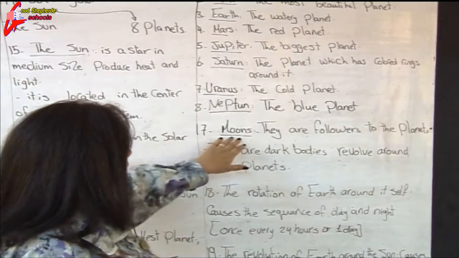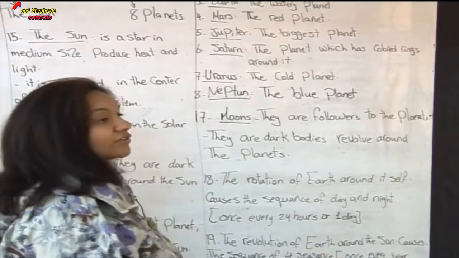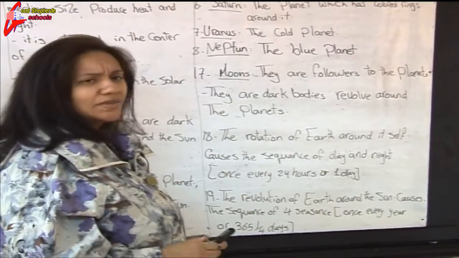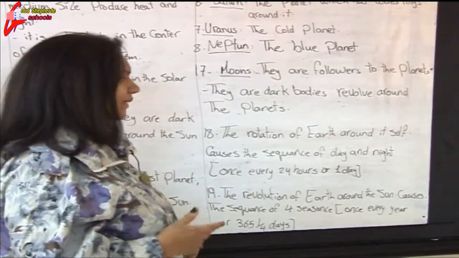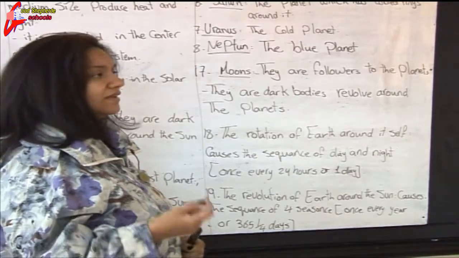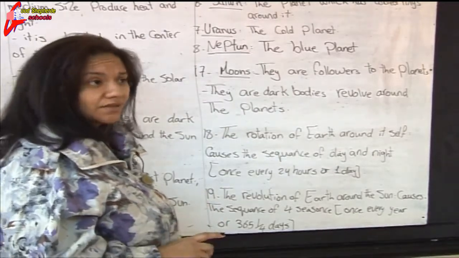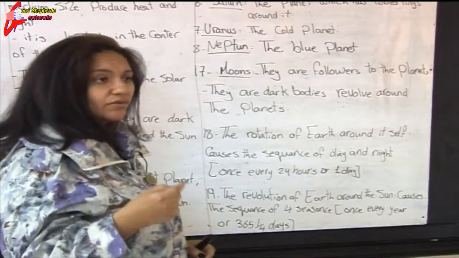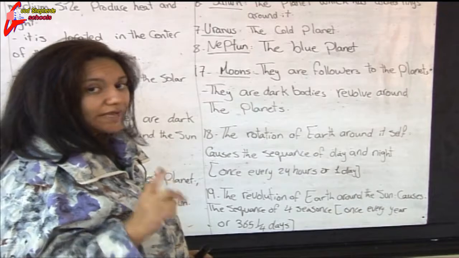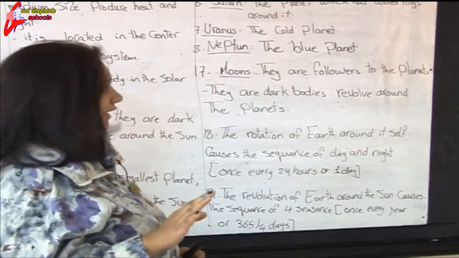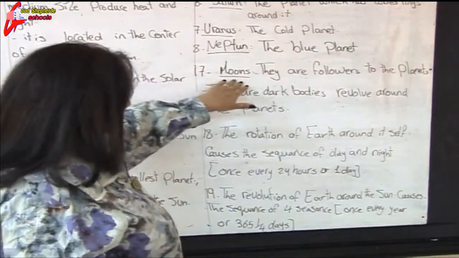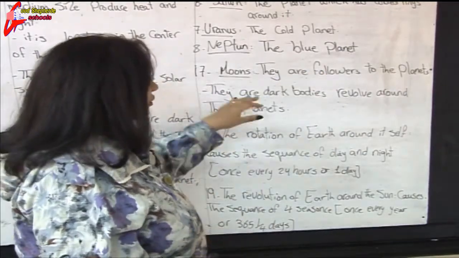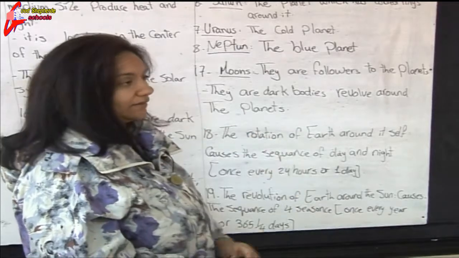Now we are going to talk about moons. What are the moons? Moons are the followers of the planets. Why do we say that they are followers of the planets? Because they rotate around the planets. Each planet has a certain number of moons revolving around it, but Mercury and Venus have no moons. So moons are dark bodies that revolve around the planet.